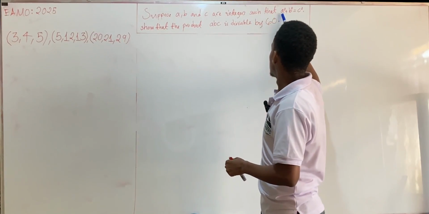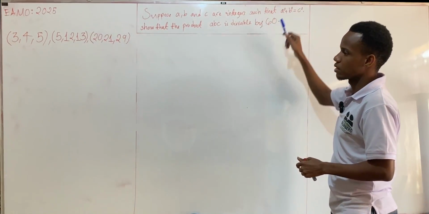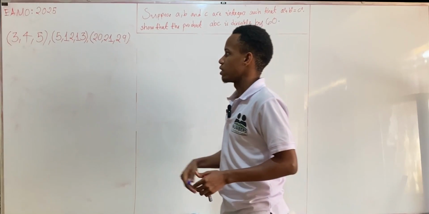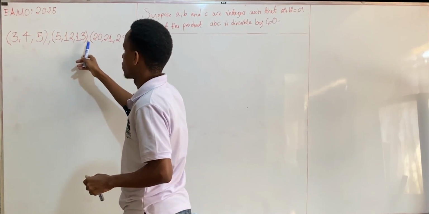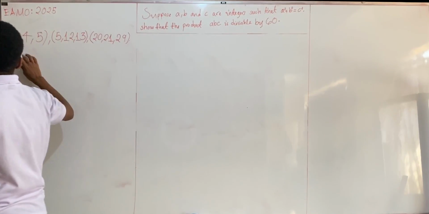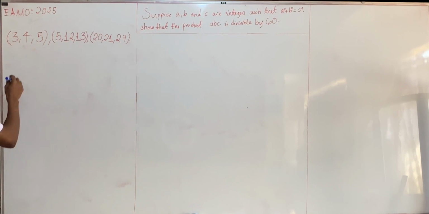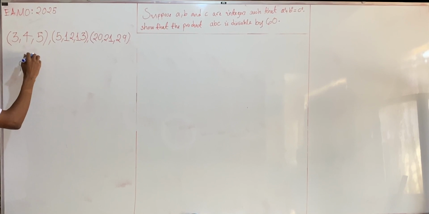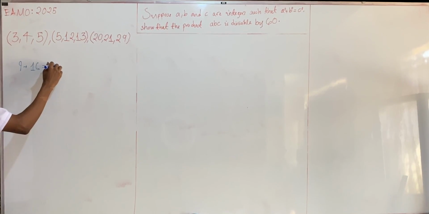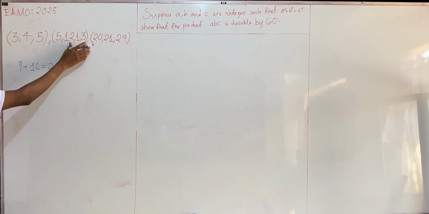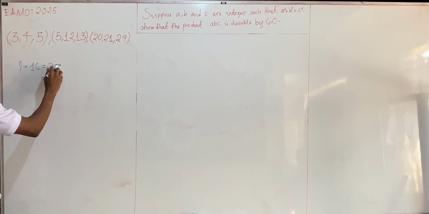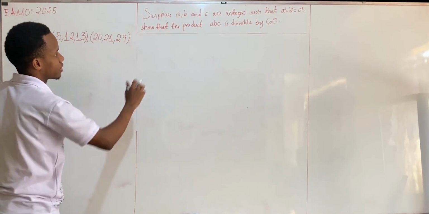So the triples of integers which satisfy this condition are known as Pythagorean triples, and here are some examples of them. So we have 3, 4, 5: 9, which is 3 squared, plus 16, which is 4 squared, is equal to 25, which is 5 squared. The same applies to these other triples. They satisfy that equation over there.